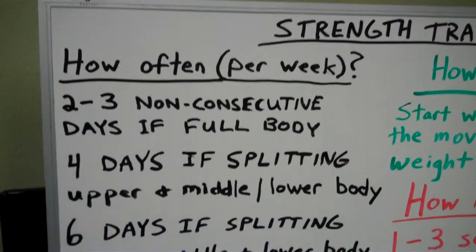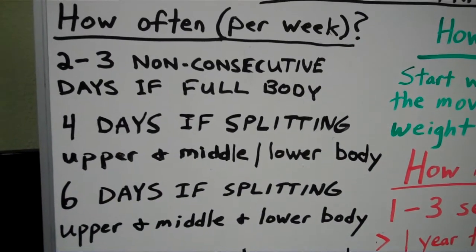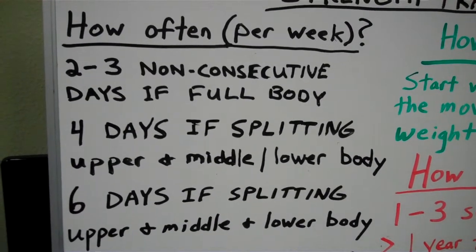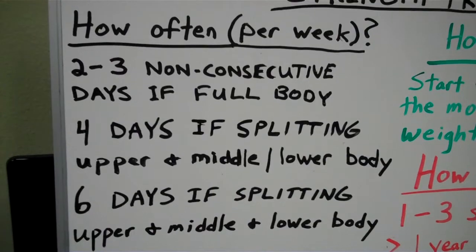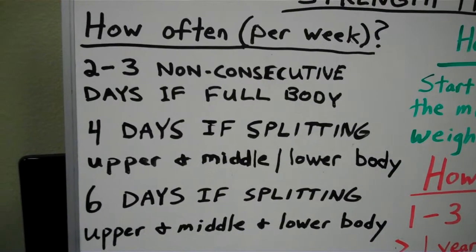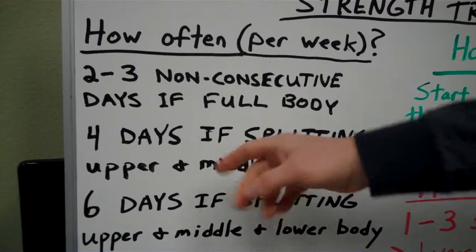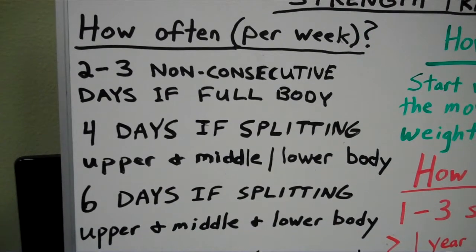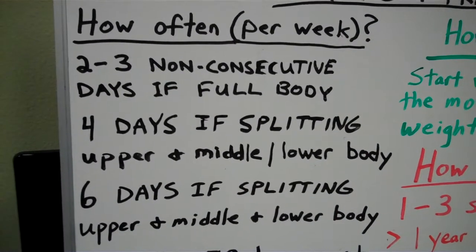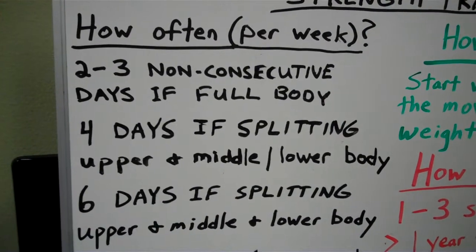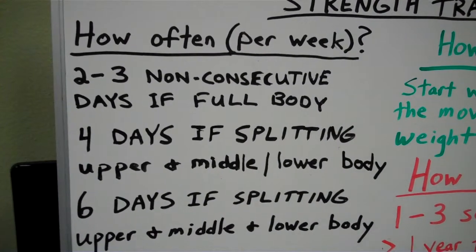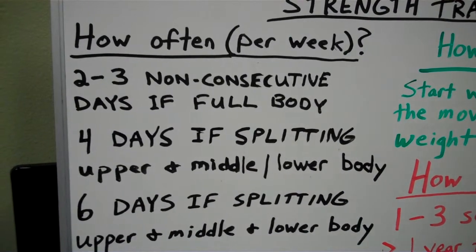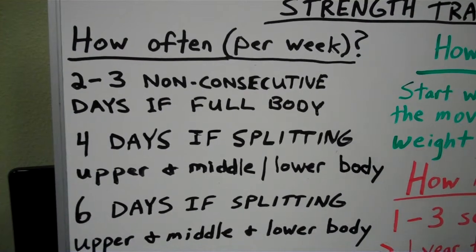And the last one, you could work out 6 days if you're splitting the upper, then the middle, and then the lower body. What I mean when we talk about splitting is that, say, on a Monday you would do your upper body, and then on a Tuesday you would come in and do your middle lower body. Then you would rest a day and come back on Thursday and repeat the upper, and then on Friday do the middle lower body again.